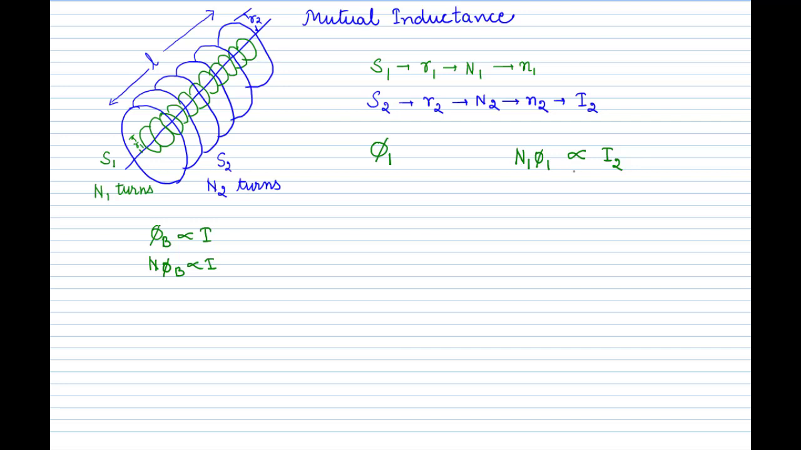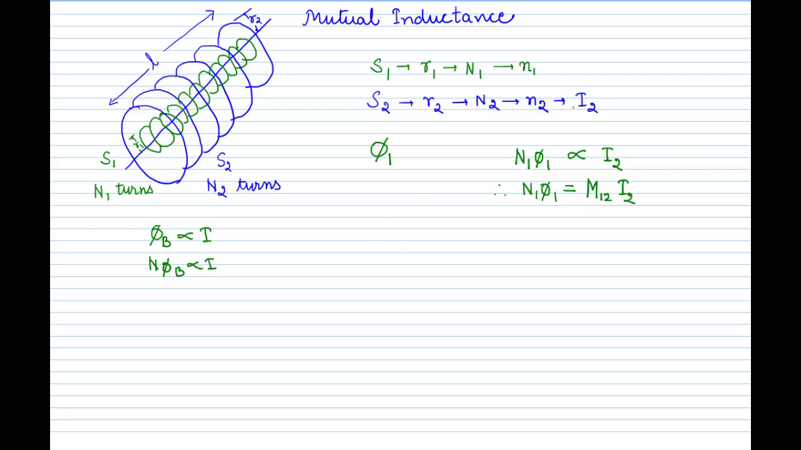So in order to remove this proportionality, we introduce a constant. We can say N1 phi1 is equal to, because it is a mutual inductance, the constant M. And this is between two coils, so we write 1 and 2: M12 I2. So the mutual inductance relates the flux in one coil to the current in the second coil, I2. This constant is the mutual inductance.